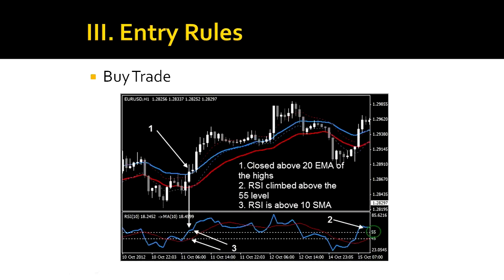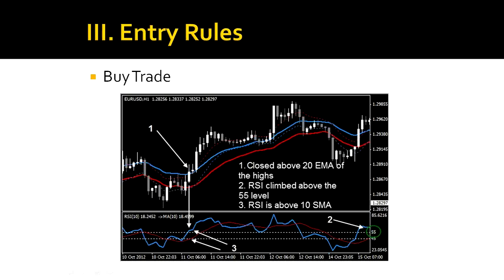This is an example of a buy trade. We can see arrow number 1 is the close of a candle above the 20 EMA of the highs, which is the solid blue line. We get that close, so now we're going to look to the RSI. Is the RSI above the top dotted line, which is the 55 level? If it is, we've got the second part of the entry complete.